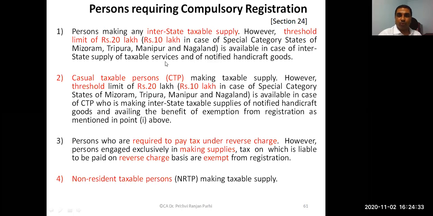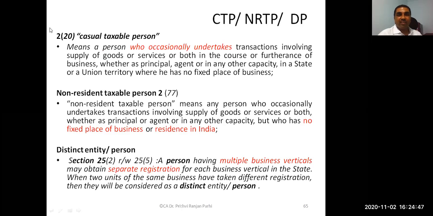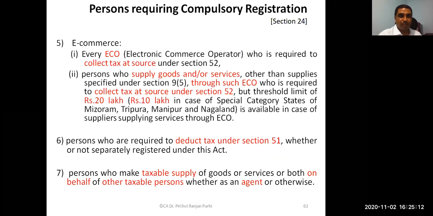Then casual taxable person. Who is a casual taxable person? We have discussed in our initial classes. If you want, I will quickly show you a slide regarding this. This is the person who occasionally undertakes transactions involving supply of goods and services, or both, in the course of furtherance of business, whether as principal, agent, or in any other capacity, in the state or union territory, when he has no fixed place of business. That means this person has no fixed place of business, and still occasionally undertakes supply transactions. That person will be called the casual taxable person.